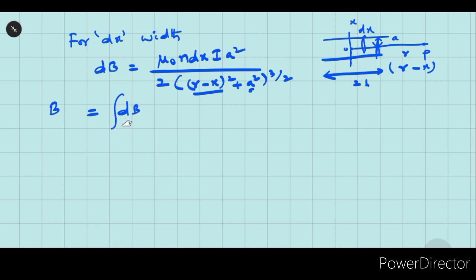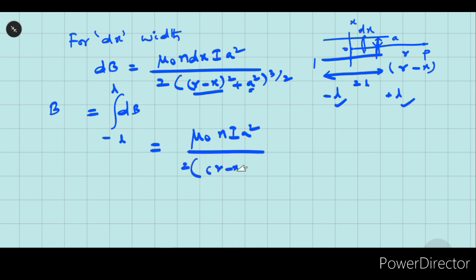Now by integrating this magnetic field from minus L to plus L, 0 to this end the length is minus L, and 0 to right side the length is plus L. We integrate the dx, the magnetic field produced by the width dx within the limits minus L to plus L. Then we get mu naught n into I into a square divided by 2 into r minus x whole square plus a square whole to the power of 3 by 2 integral of dx from minus L to L.